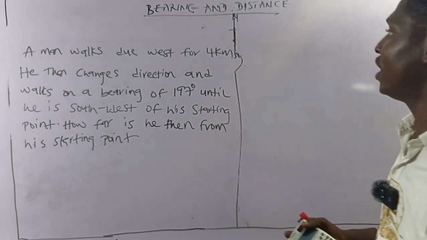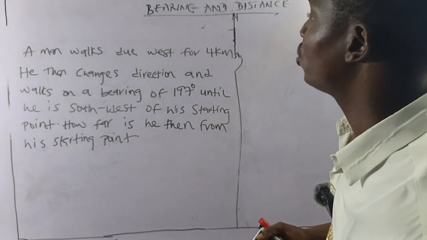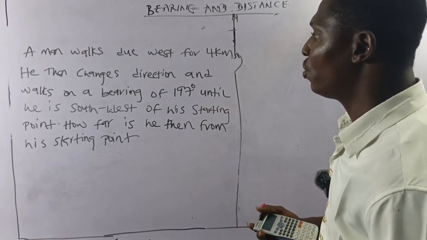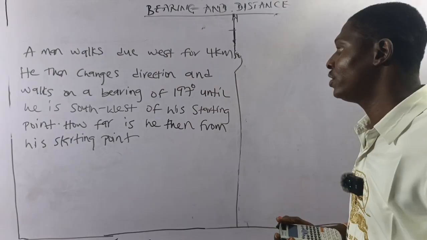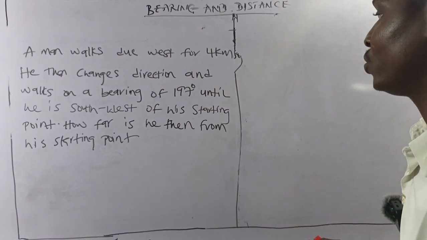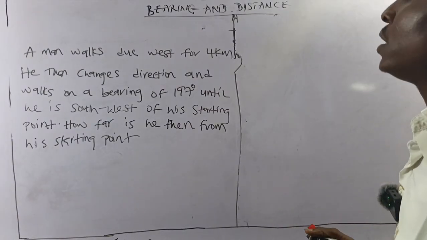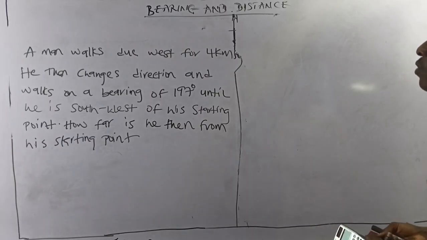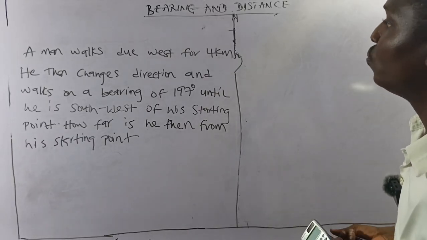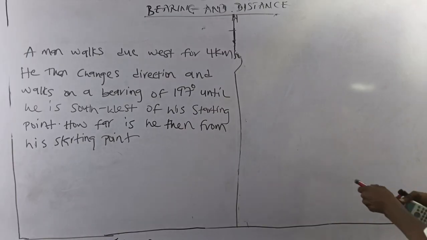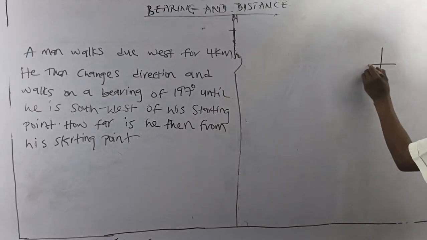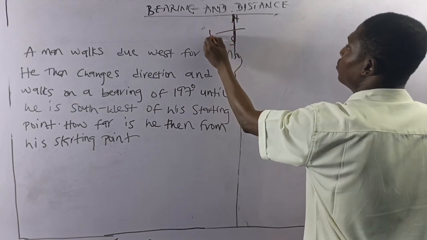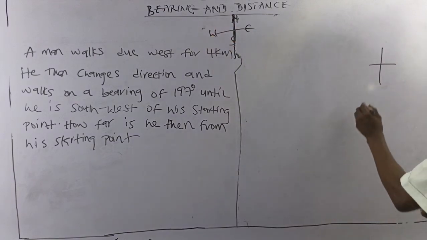We have another question on the whiteboard. It says a man walks due west for 4 kilometers. He then changes direction and walks on a bearing of 197 degrees until he is southwest of his starting point. How far is he then from his starting point? Let's assume this is the position of the man. Remember, we have this as our guide: north, south, west, east.